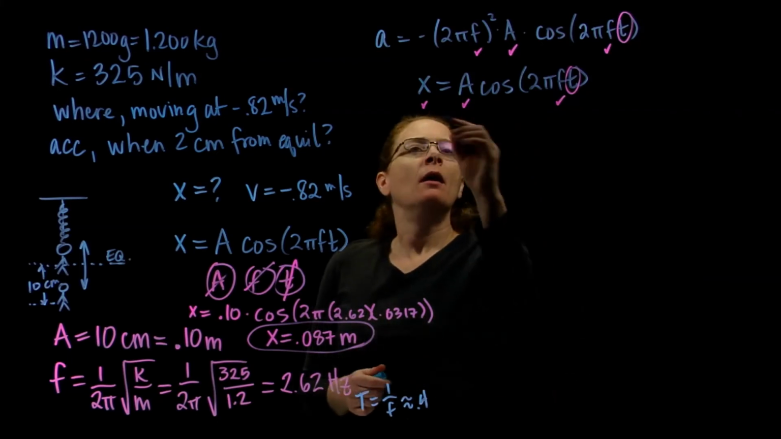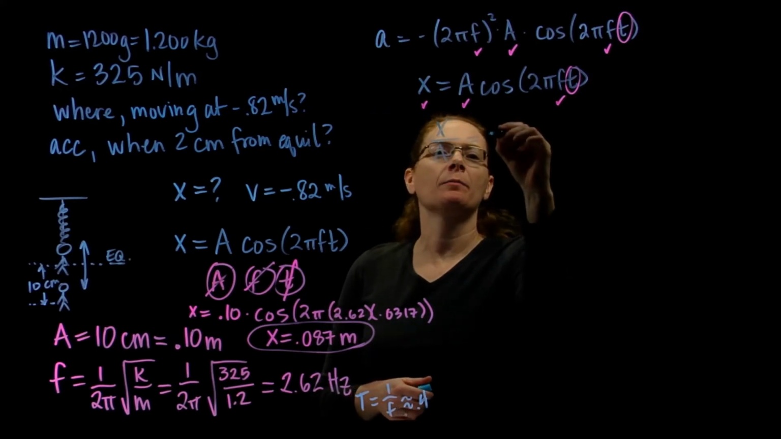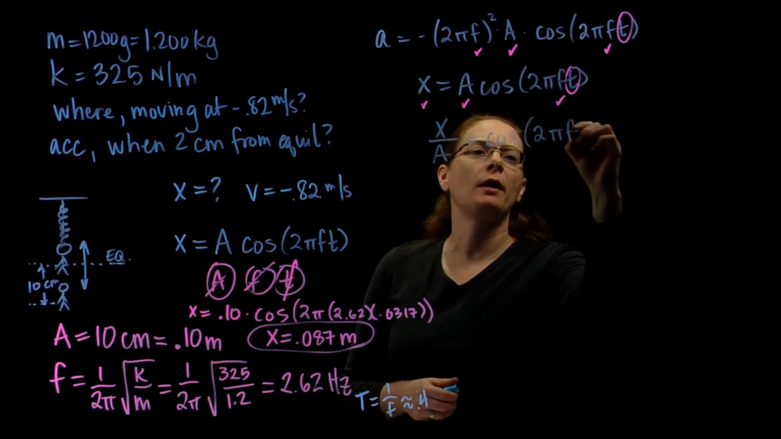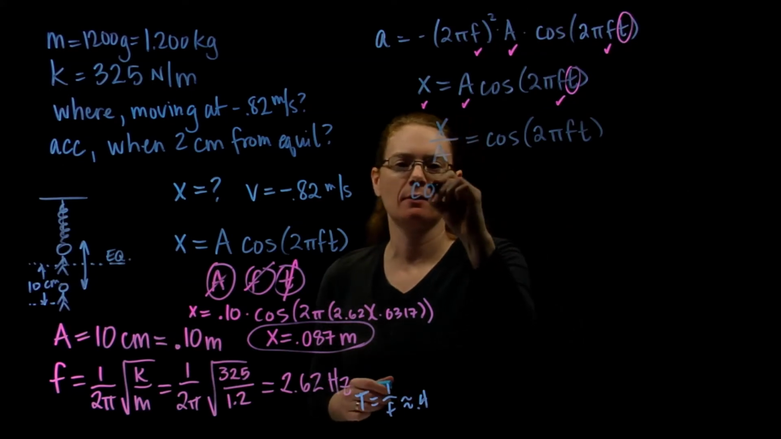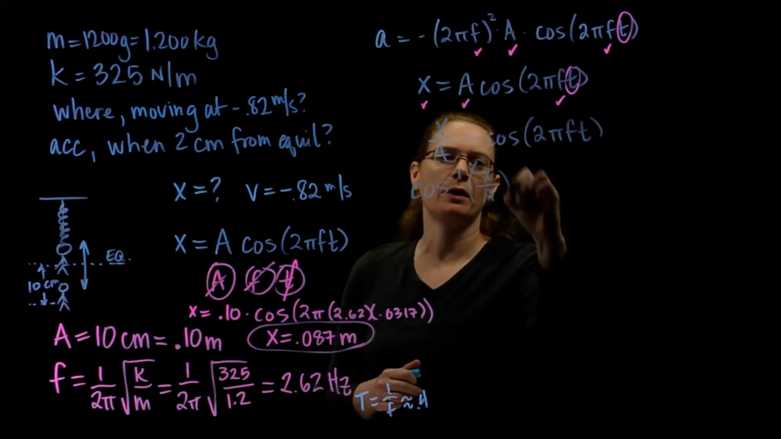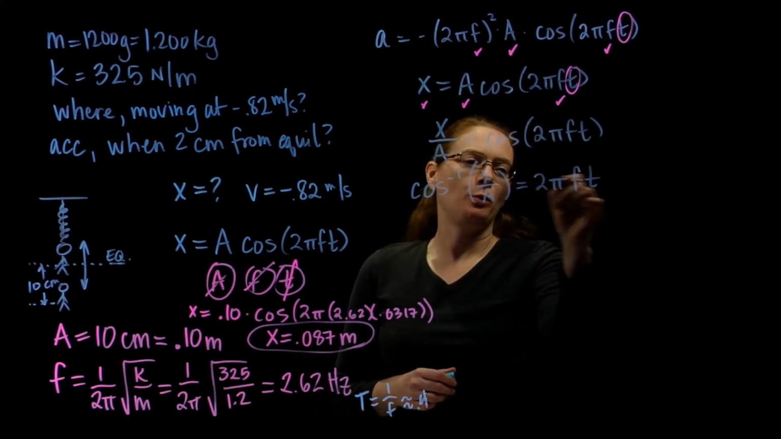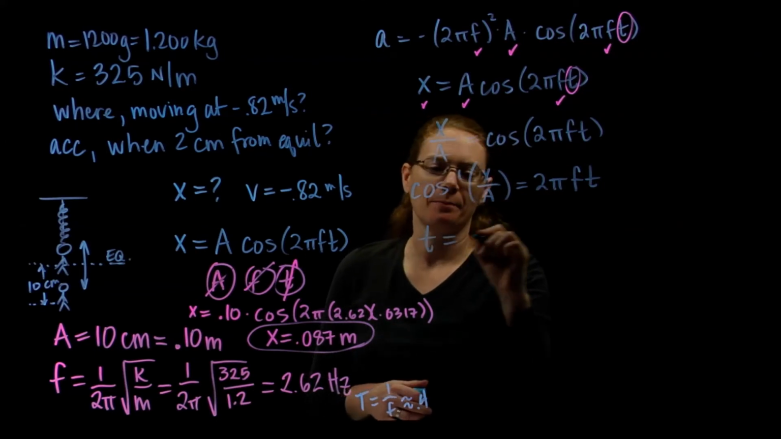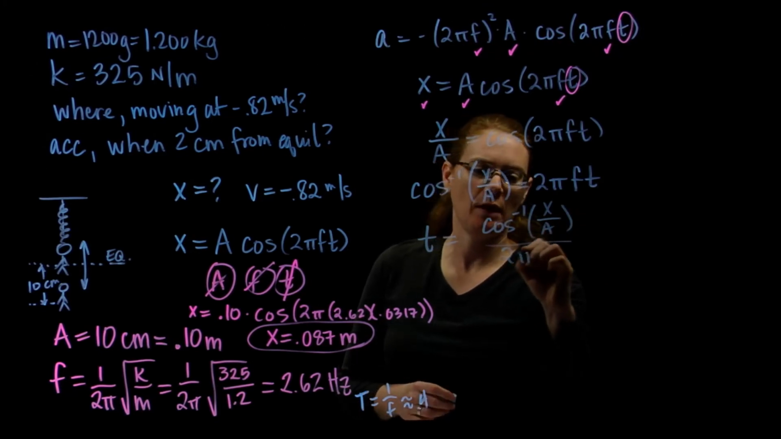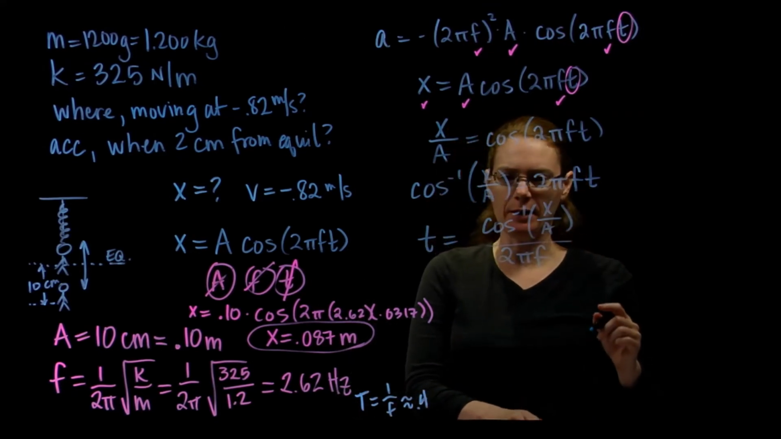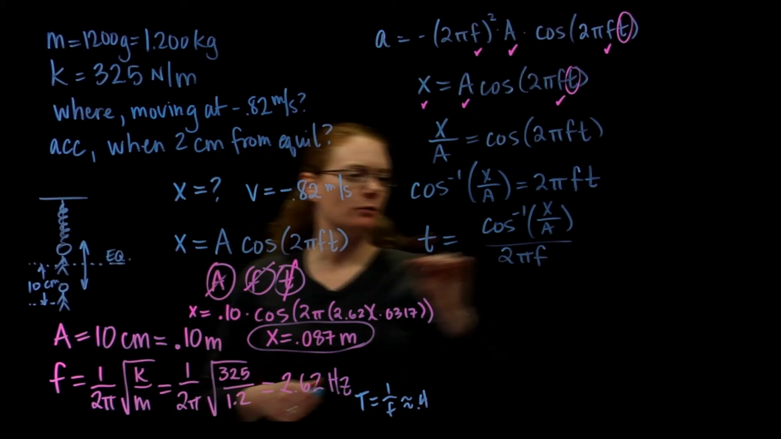So here, all right, I need to get time alone. x over a, let's divide both sides by a. x over a equals cosine 2 pi ft. To get rid of the cosine, I'm going to do the inverse cosine of both sides. Inverse cosine of x over a equals 2 pi ft. Get rid of the 2 pi f by dividing both sides by 2 pi f. So it's going to be the inverse cosine of x over a, over 2 pi f. I know it all. I can solve for my time. So this is going to be the time at which the doll is 2 centimeters from equilibrium.